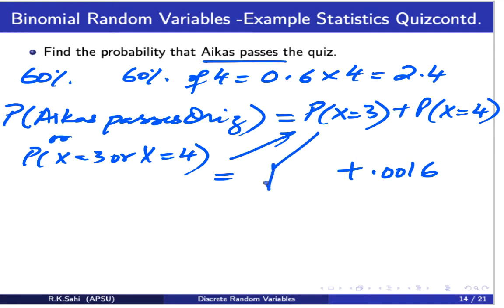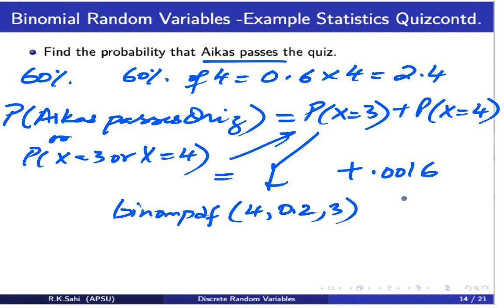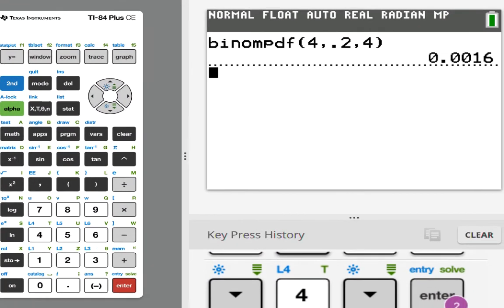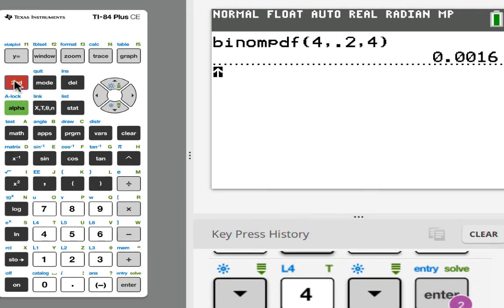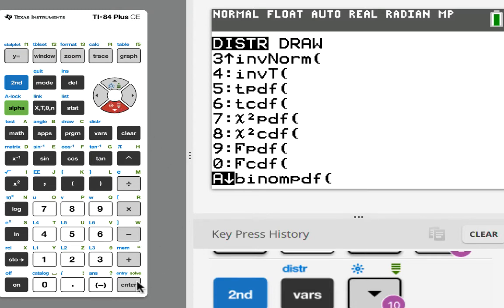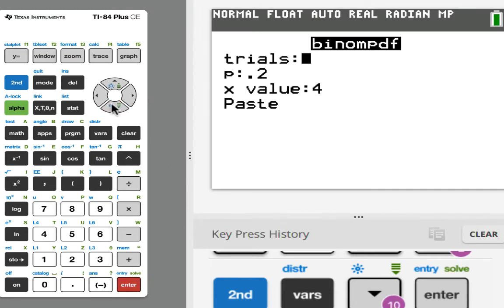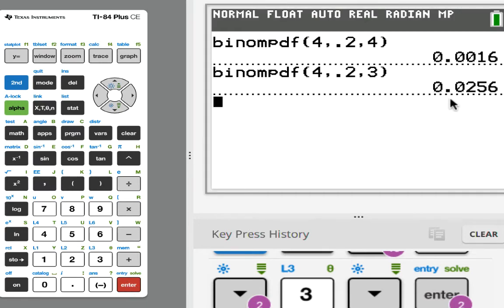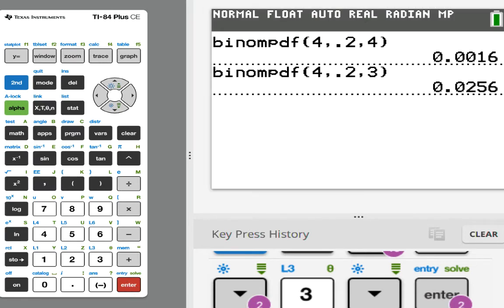Now for this one, the formula is binom PDF 4, 0.2, and 3. Let's go ahead. Do the math once again, guys. So second inverse, take the cursor down to binom PDF, enter. Now everything's written down, so go to x value, change it to 3, paste, enter. It's 0.0256.